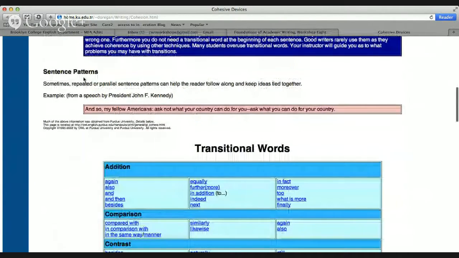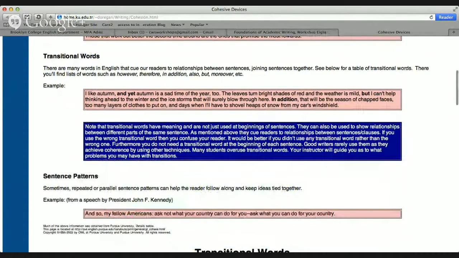And then we have parallel sentence patterns. Ask not what you can do for your country. Ask not what your country can do for you. Ask what you can do for your country. Okay? You get all that? Sort of makes sense.